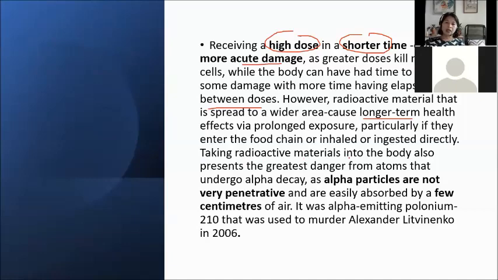Taking radioactive materials into the body also presents the greatest danger from atoms that undergo alpha decay, as alpha particles are not very penetrative like gamma rays and are easily absorbed. Madali absorb ang alpha particles by a few cm of air. It was alpha-emitting polonium-210 that was used to murder Alexander Litvinenko in 2006. Ang ikinamatay niya is lethal polonium poisoning. This is radiation poisoning.